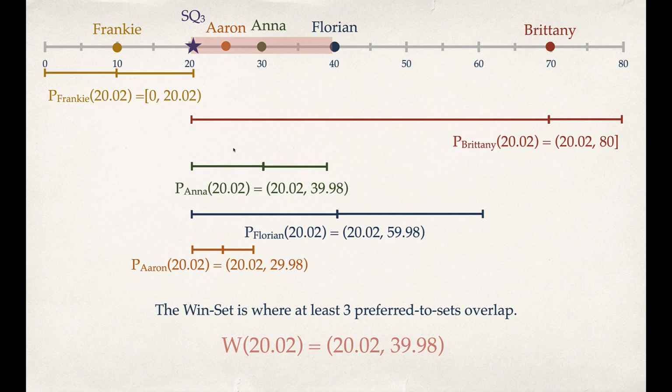So here are all the preferred-to sets. The majority rule win set is where at least 3 people's preferred-to sets overlap. Looks like, again, Anna's preferred-to set is going to be the win set of the status quo, which is 20.02, all right? So we already had that win set more or less, not exactly, but pretty close. Are we in a cycle? We're not in a cycle. A cycle is where you come back to the same alternative that you got before, and it keeps going round and round. All right, we're not in a cycle.